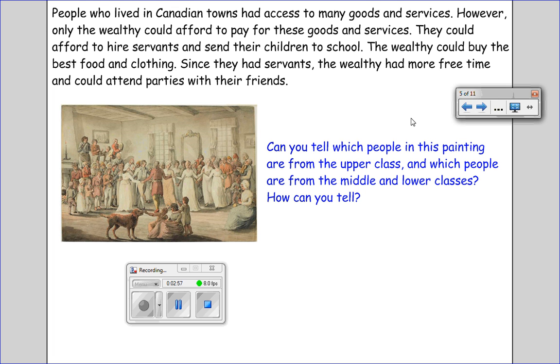Just looking at this picture here on the left, you might want to put the video on pause once I finish speaking so you can get a better look at this picture. Can you tell which people in this painting are from the upper class and which people are from the middle and lower classes? If so, how can you tell the differences by looking at this painting?